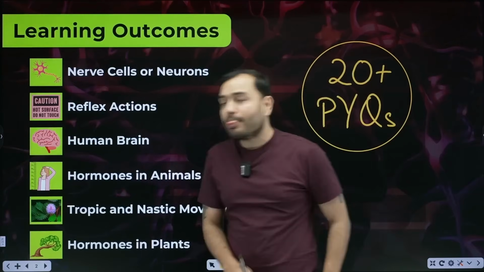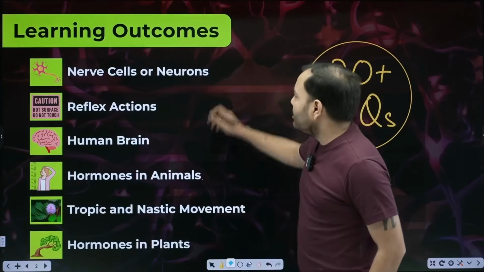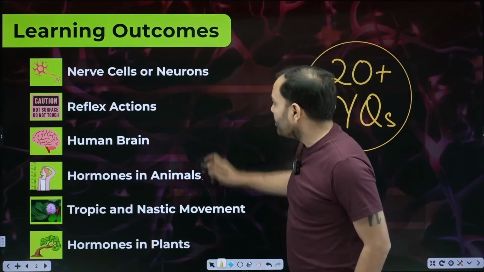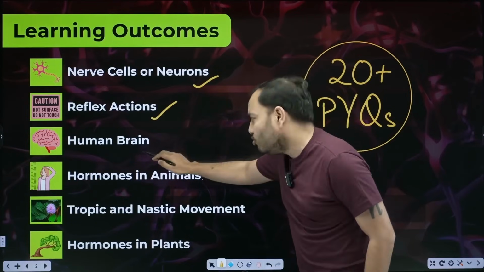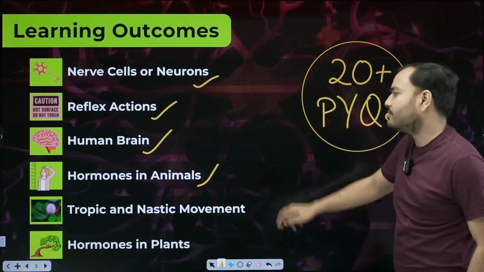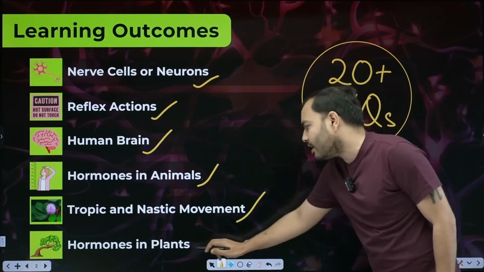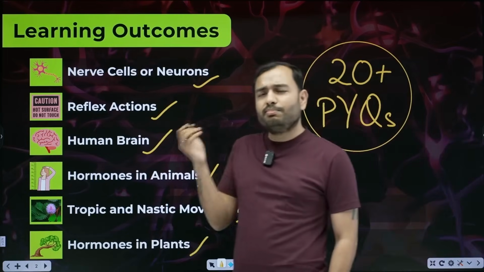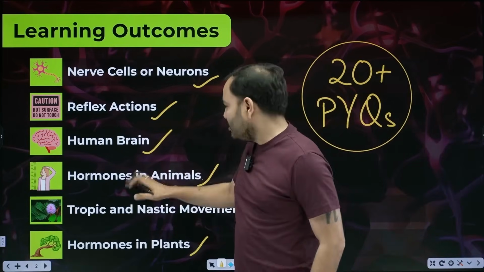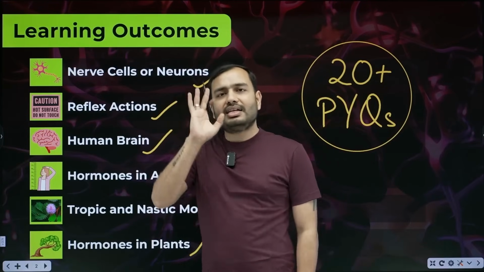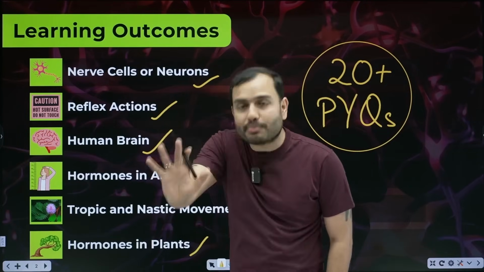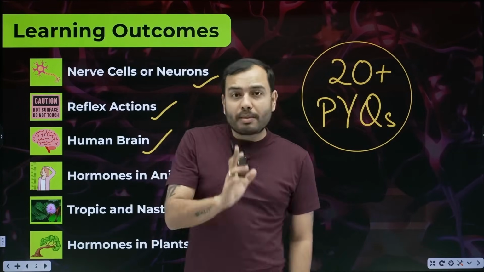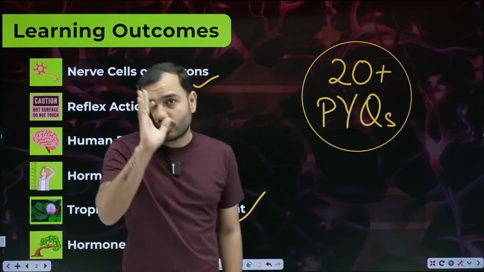So let's start with what all we have to study inside the chapter. We have to study the nerve cell, reflex action, the human brain, hormones in animals, tropic and nastic movements, and hormones in plants. We have to study everything. Whatever is given in the NCERT can come in the exam. I will teach you everything, don't worry. I will also cover lots and lots of previous year questions.